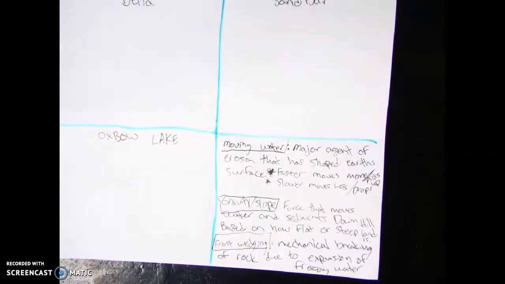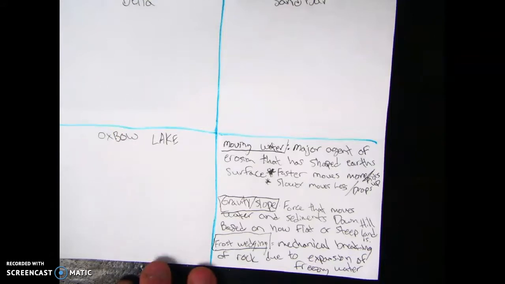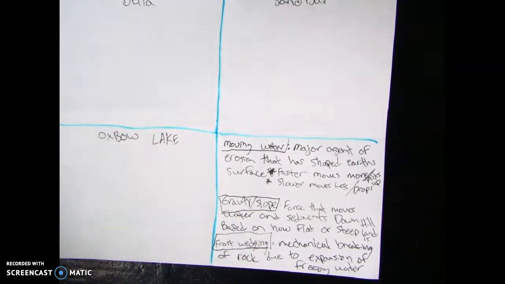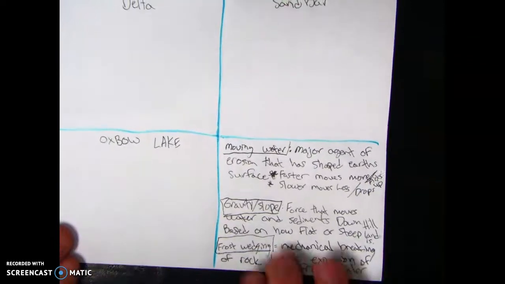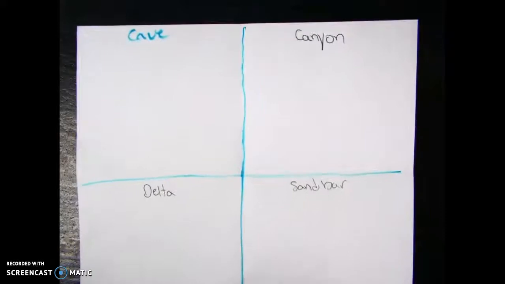Moving water is a major agent of the erosion that has shaped the Earth's surface. Faster water moves and picks up more. Slower water can move less and will drop whatever it was carrying when it slows down. So also we have gravity. Gravity is going to be the force that moves water and sediments downhill based on how flat or steep the land is. Again, the steeper it is, the faster the water moves, the more it can move. And frost wedging is going to be that mechanical breaking of rock due to the expansion of water. Breaks those rocks apart.